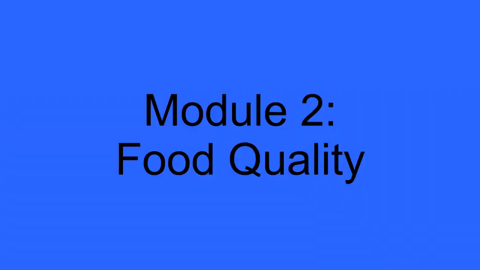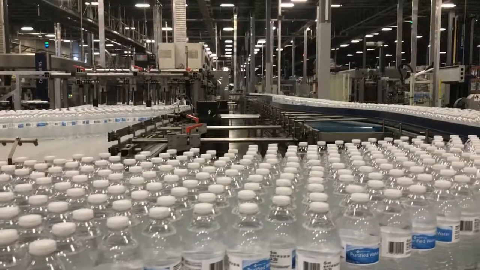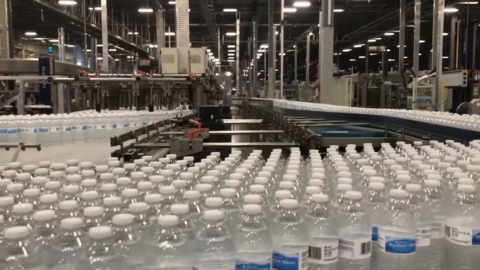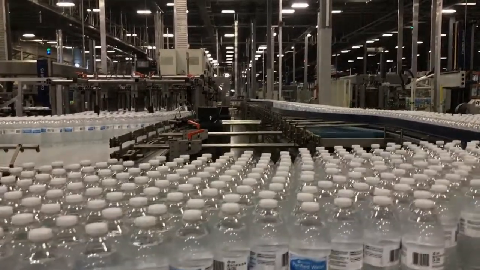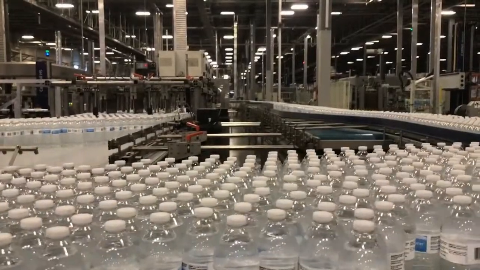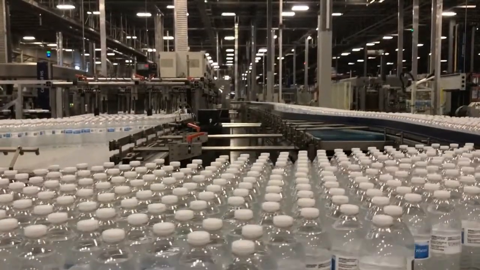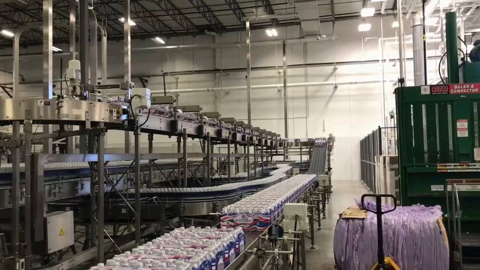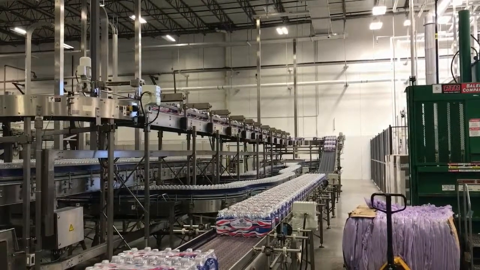Module 2. Food Quality. Now that we've learned about food safety, we can talk about food quality. Food safety is making sure all products are safe for consumption. Food quality is how we cater to our customers and the consumers of our product based on taste, smell, and packaging, and it is determined by their expectations.